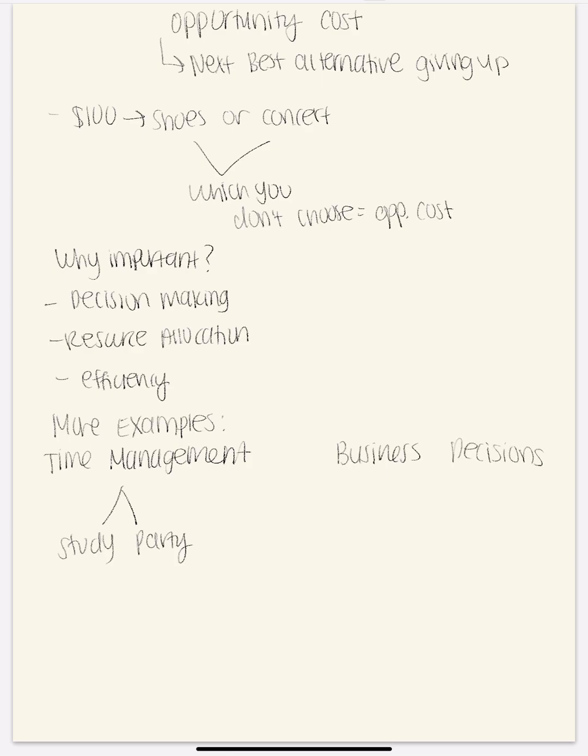Another example is business decisions. Suppose you run a business that makes custom furniture. You have $10,000 to invest in either expanding your production capacity by purchasing more equipment or marketing your products to attract more customers. If you choose to invest in equipment, the opportunity cost is the potential sales increase you may have gained from marketing efforts. If you choose marketing, the opportunity cost is the additional production you could have generated with new equipment. So it's essentially what you're giving up, the next best alternative. What are you giving up when you make one choice?